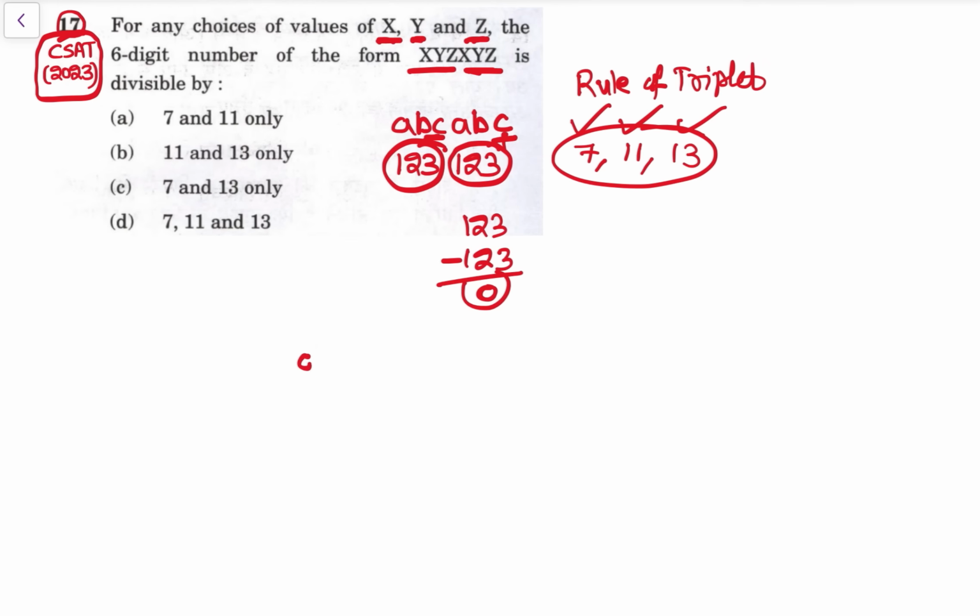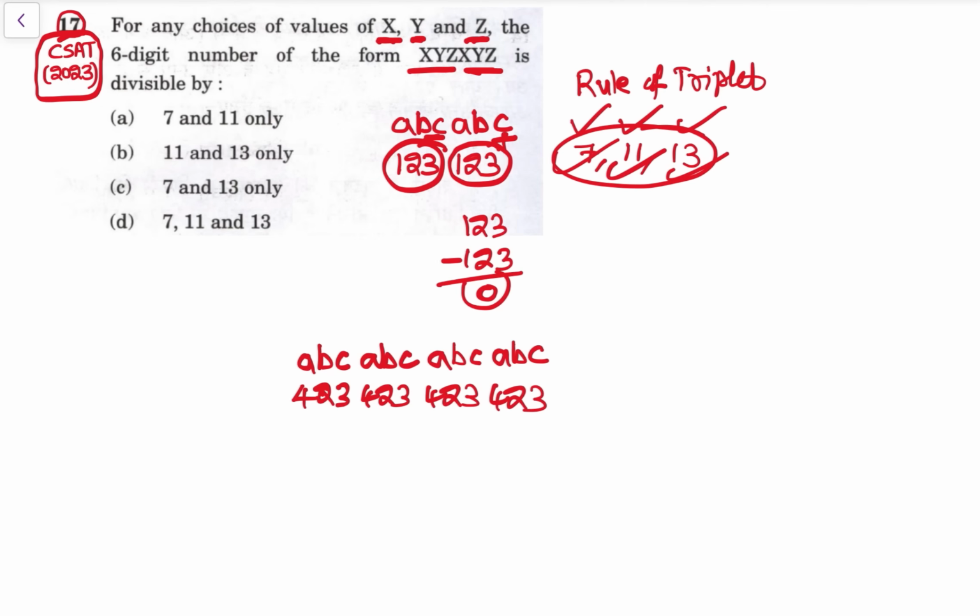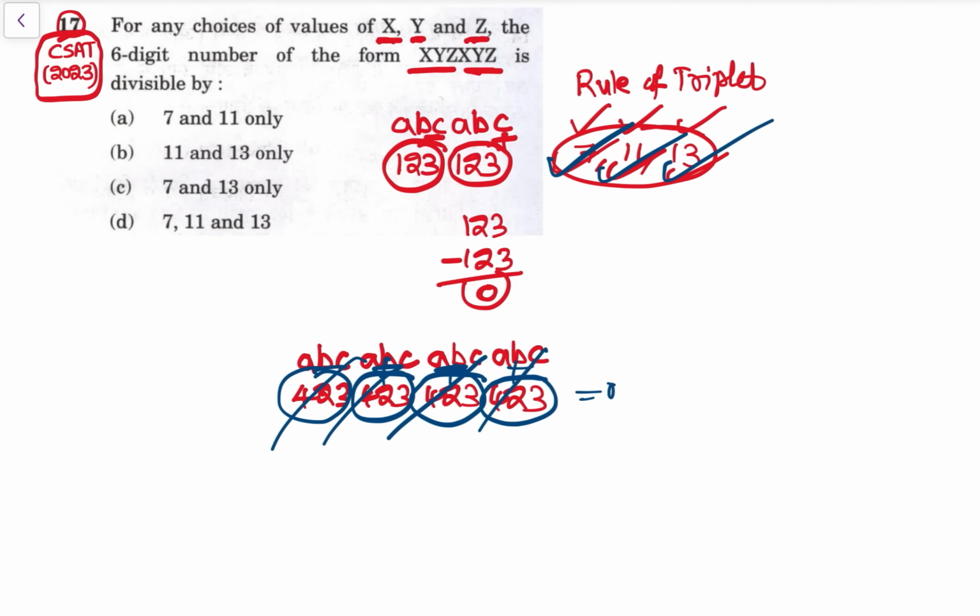So not only ABC, or any number in the form of ABC, 4 sets of ABC. For example, suppose the number is 234234234 23, it would be divisible by 7, 11, 13. Why? Because see, do the triplet, plus, sorry, minus plus minus, it will become 0. So as it is 0, it will be divisible by 7, 11, 13. So any number of the form xyz.